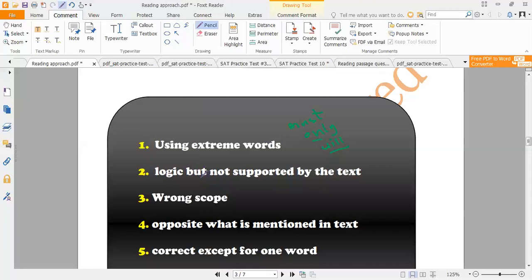I don't want the person taking the exam to use any facts or prior knowledge. No. You have to stick to the text. But sometimes the answer is logical, but it is not supported by the text. It is a common mistake or a common wrong answer.